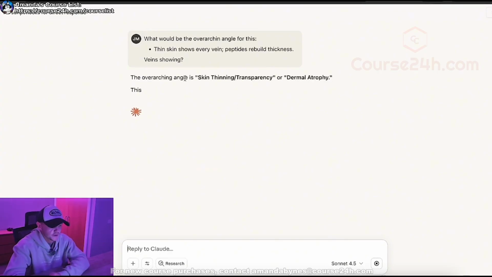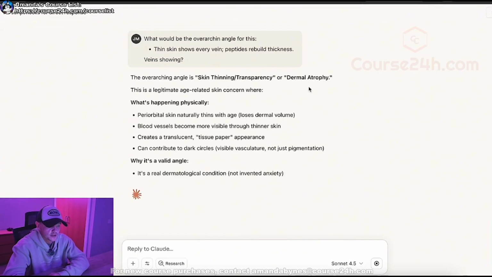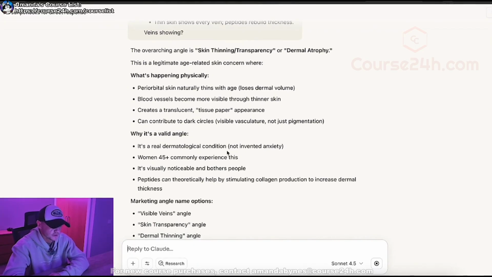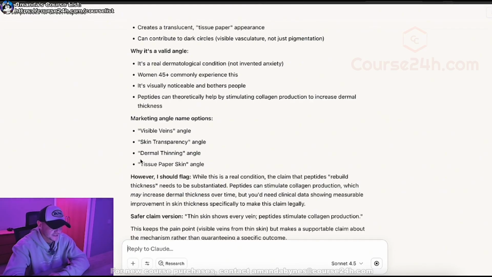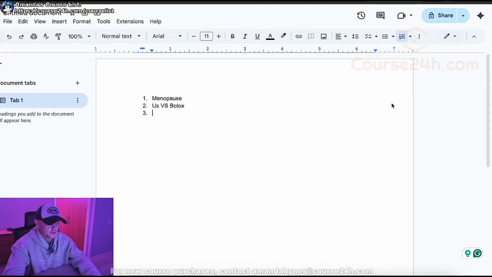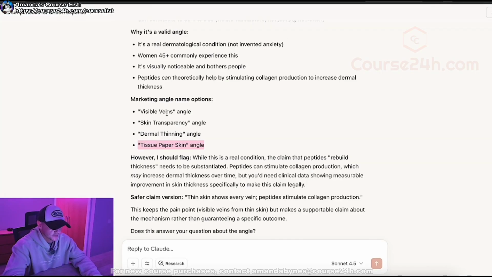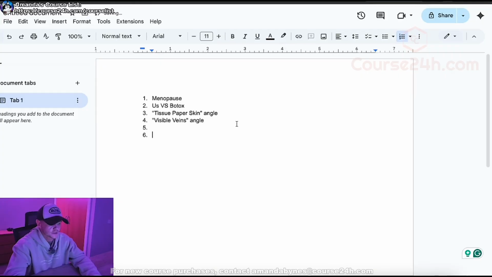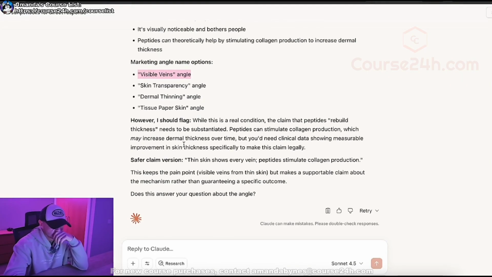Because now we're getting really deep into it, right? Skin transparency, dermal atrophy. Right, now we're pulling in some good stuff. Visible veins, skin transparency, dermal thinning angle, tissue paper skin angle. Right, so now we're getting good stuff. There's another one. And that other one with the veins, visible veins angle, that's a good one. What else have we got?